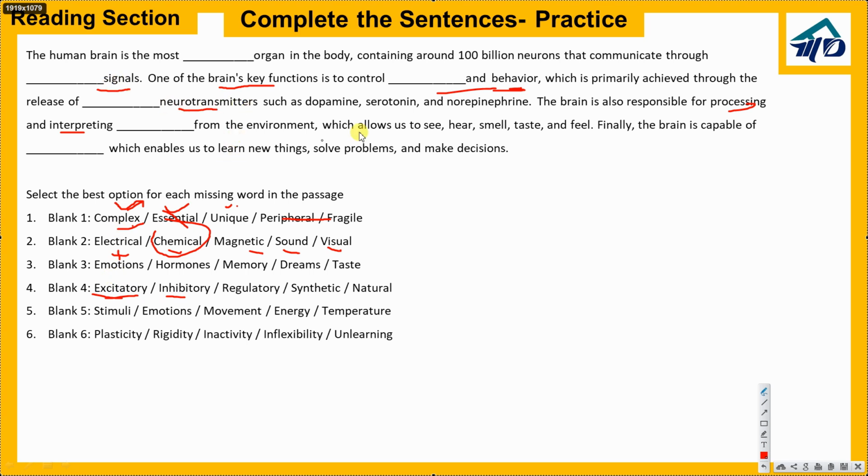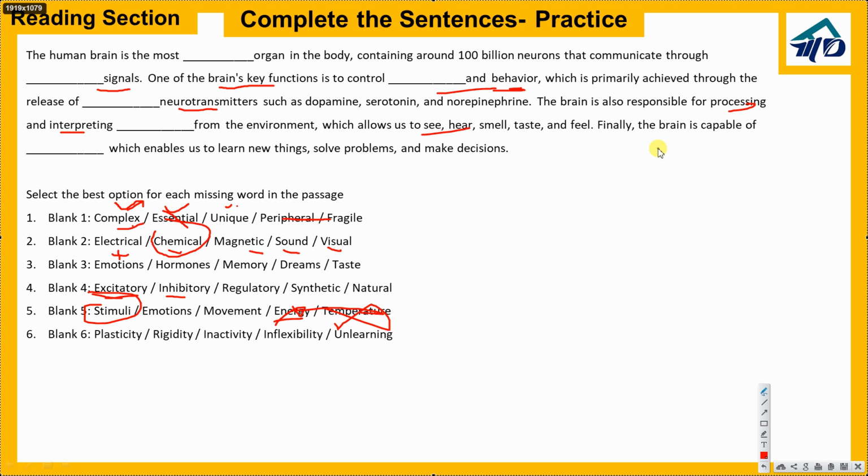The brain is also responsible for processing and interpreting dash from the environment. Interpreting what? Emotions from the environment doesn't fit here. Movement, again, doesn't fit in the context. Energy from the environment, which allows us to see, doesn't make sense. Temperature from the environment, directly eliminated. So these two can be directly eliminated. We are left with three, and out of these three, stimuli. Interpreting what? Stimuli from the environment.